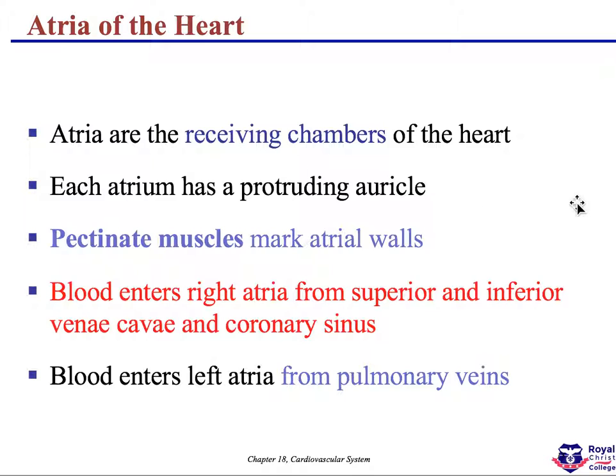Now, atria are receiving chambers of the heart, we know that. Each atrium has a protruding auricle, and the pectinate muscles mark the atrial walls. Blood enters the right atrium from the superior and inferior vena cava and the coronary sinus. Right, so that's an important thing you need to remember. The coronary sinus drains the deoxygenated blood from the heart itself into the right atrium. Blood enters the left atrium from the pulmonary veins.